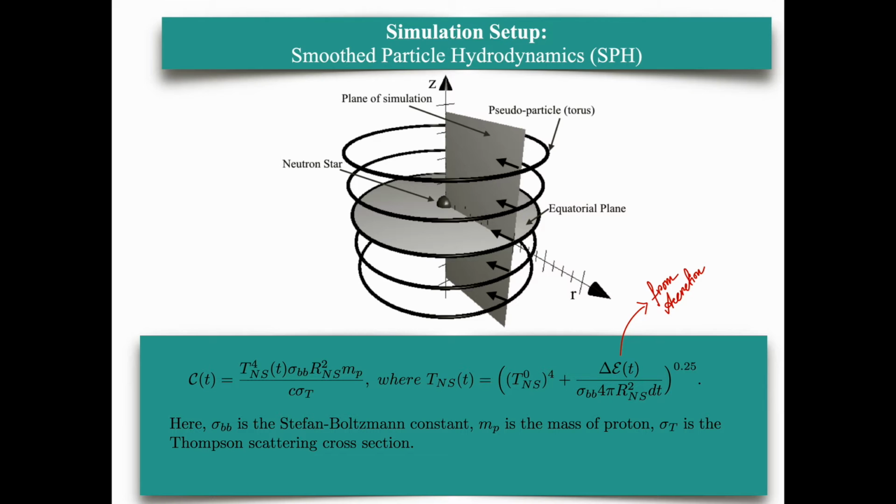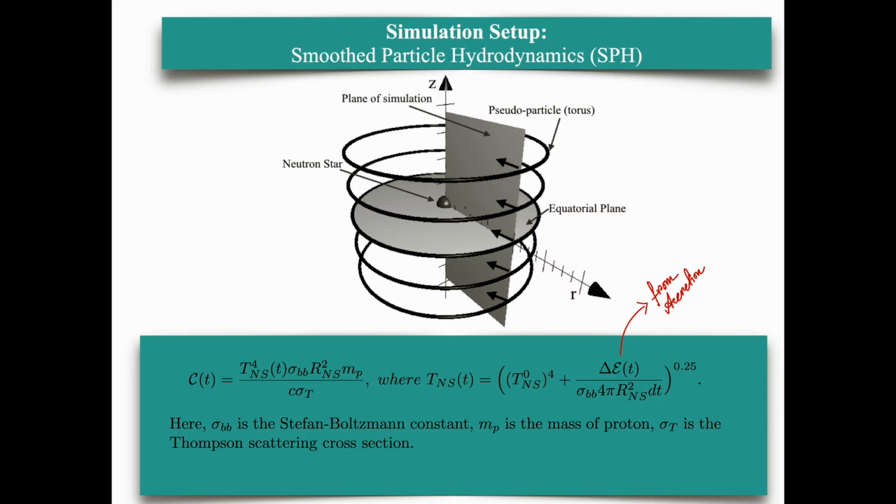Now, in this sort of a setup, we solve for each blob of particle or each torus the Navier-Stokes equations, that is the conservation of mass, momentum, and energy. Now here we introduce a term for the surface of the neutron star through the temperature, which is derived from the accretion itself.